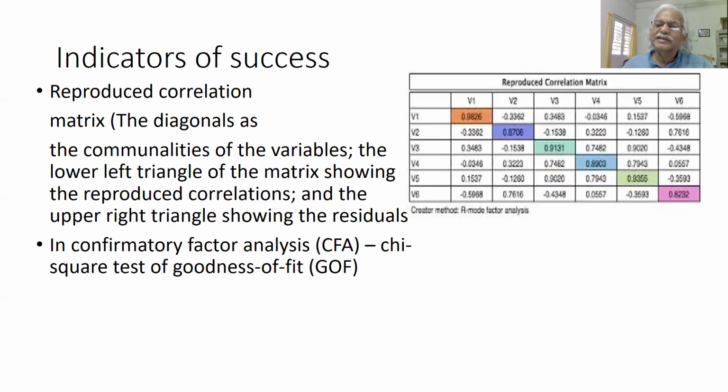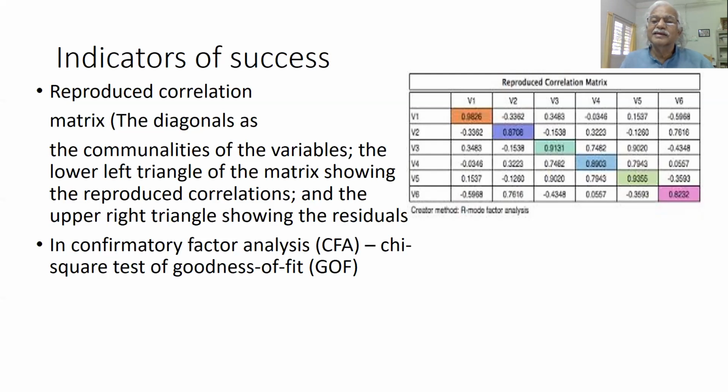And if then you calculate correlation coefficients between values of the variables on the basis of your model, factor model, that is called reproduced correlation matrix. And then the reproduced correlation matrix is shown. Here the diagonals are the communalities of the variables. Communality means what part of the variance of the variable has been explained by the model.